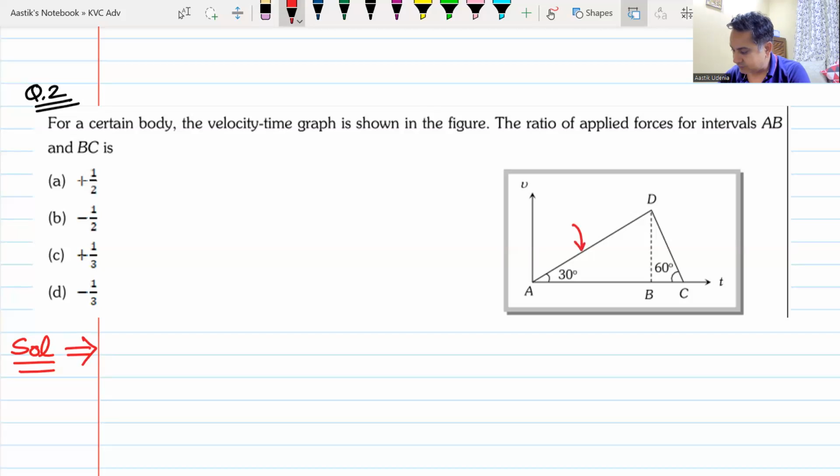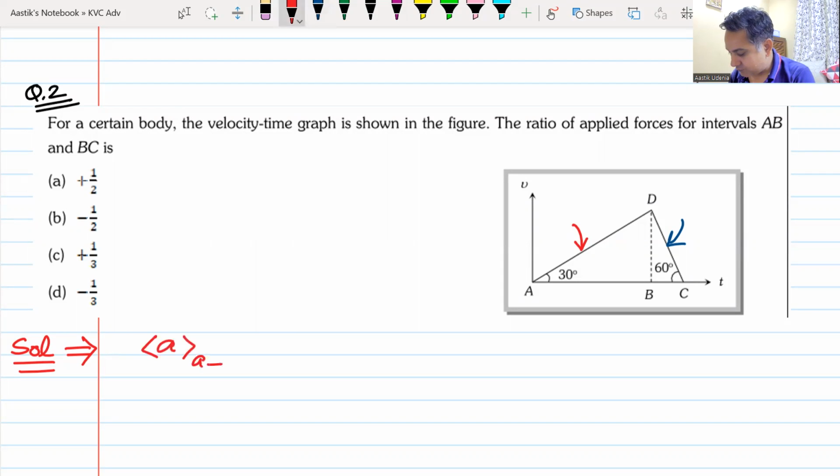In this case, and in this case, you have to just find out the slope of this line. Yes or no? The slope is constant, so acceleration is constant. You can find out instantaneous acceleration or average acceleration. So I can find out the average acceleration from A to B.